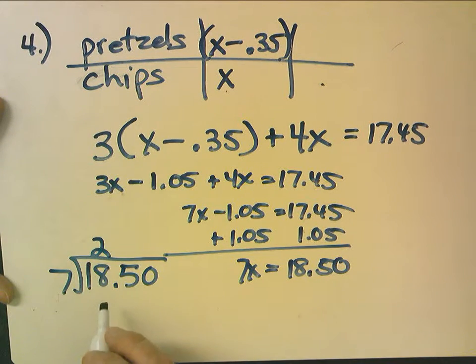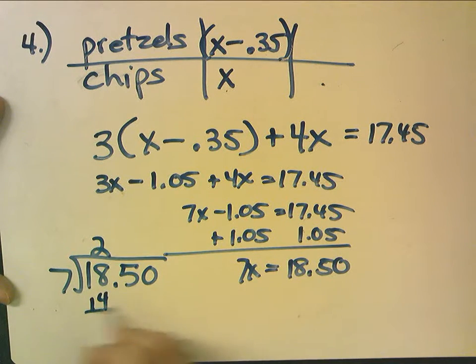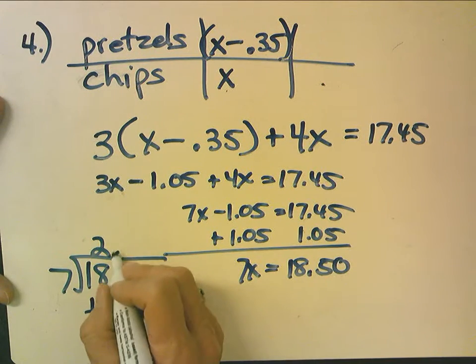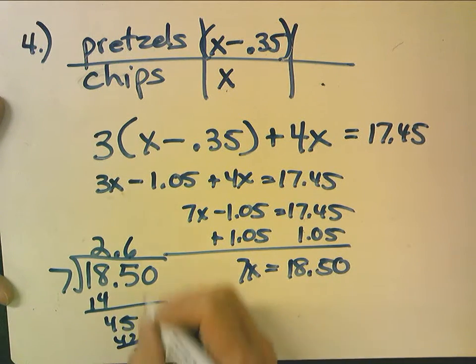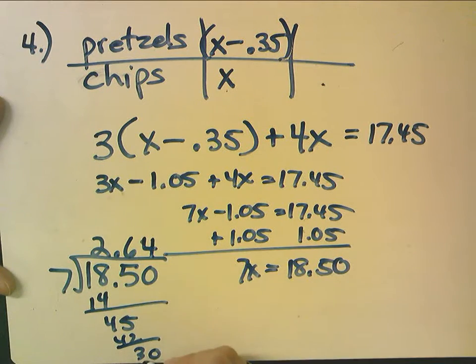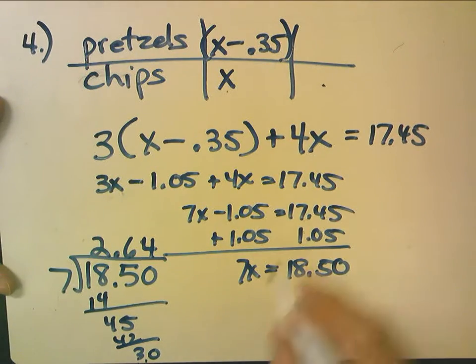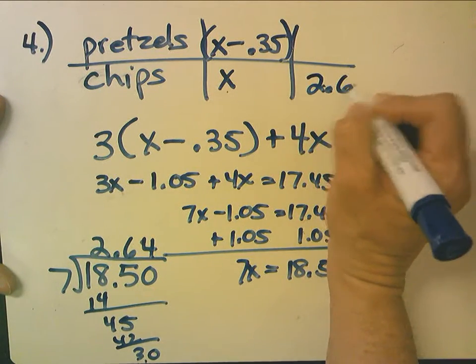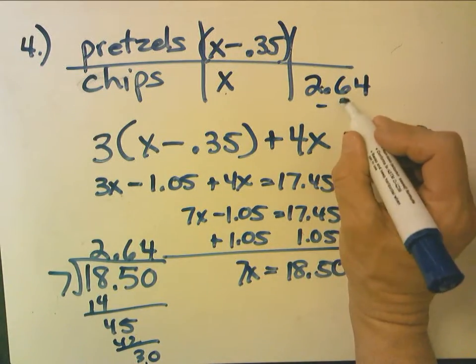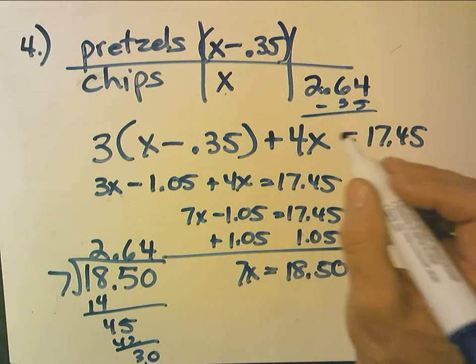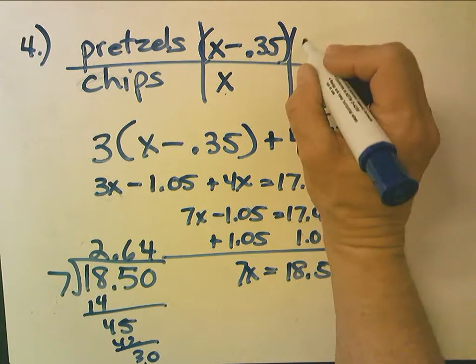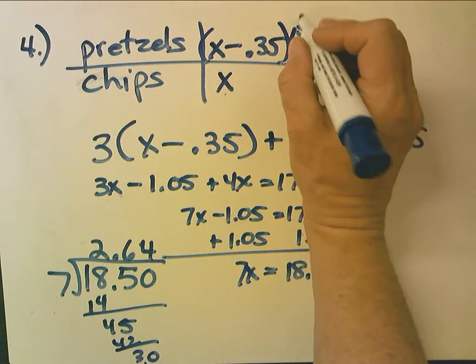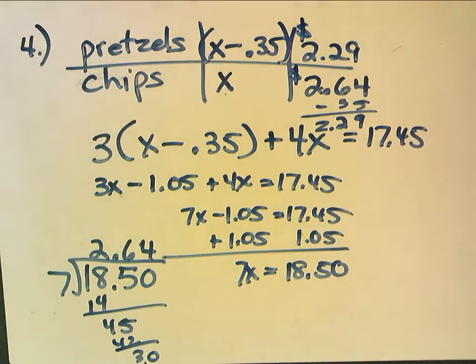Now I have to divide $18.50 by 7. 7 goes in 2 times. And then I have 45. 7 goes in 6 times. And then I have 30. 7 goes in 4 times. And since it's money, I'm going to stop there. So the cost of x is $2.64. Now to get the cost of the pretzels, I have to subtract 35 cents. And I get $2.29. Okay? So it gets a little tricky with the decimals.